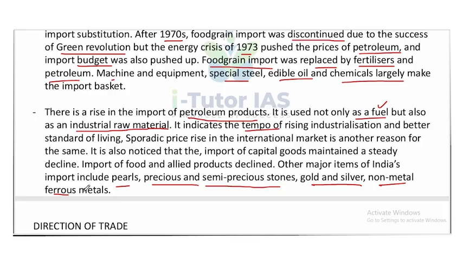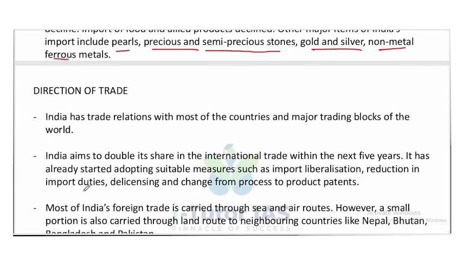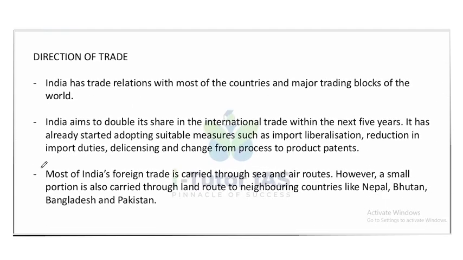Now, direction of trade. India has trade relations with most of the countries and major trading blocs of the world. India aims to double its share in international trade within the next 5 years.